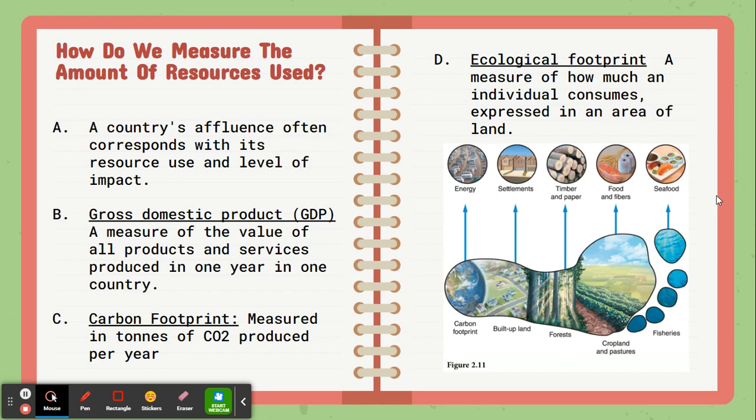Now, those items can also be tied to a country's carbon footprint. This measures in tons of CO2 produced per year. So that's usually from things like transportation or electricity usage. And then we can have ecological footprint, which is going to be a measurement of the individual and how they consume all different types of goods, expressed usually in area of land used.